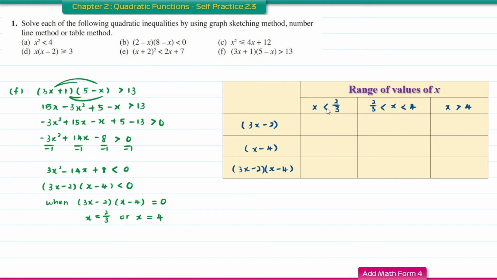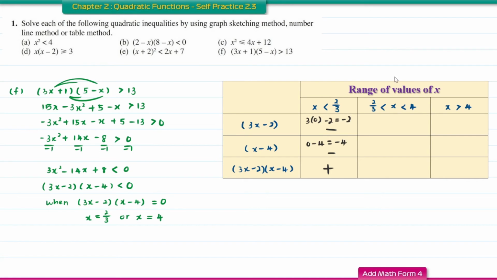So here, x is less than 2 over 3. I'm going to choose the number 0, as 0 is less than 2 over 3, and fill it into the brackets. You're going to have 3 times 0 minus 2, which is equal to negative 2, a negative answer. For this one, 0 minus 4 is negative 4, a negative answer as well. So when these two brackets multiply each other, negative times negative, you're going to get a positive answer, which is greater than 0.